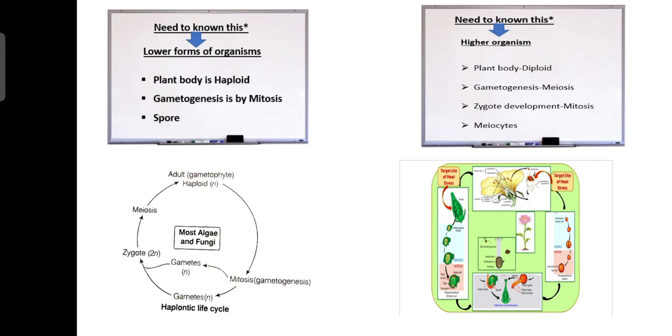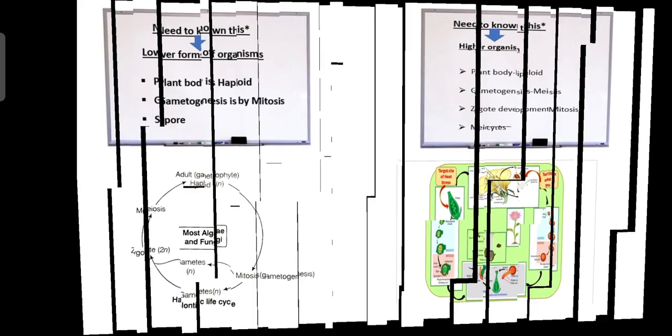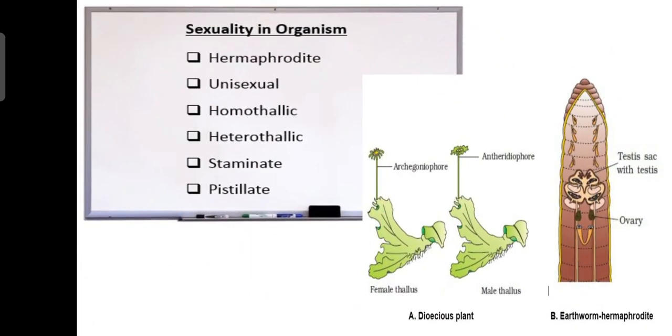Okay, now we'll study the next concept. It is called sexuality in organisms. There are different terms which are very important for the exams. First term is called hermaphrodite. What is a hermaphrodite? Hermaphrodite means the presence of both the male and female sexual organs in the animal is called hermaphrodite. For example, they are found in the earthworm, the tapeworm and the leech.